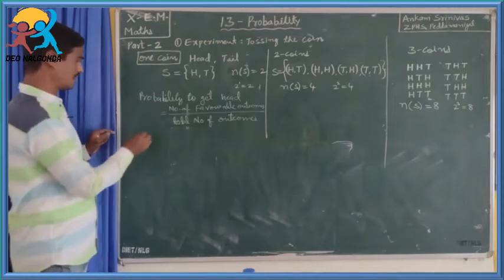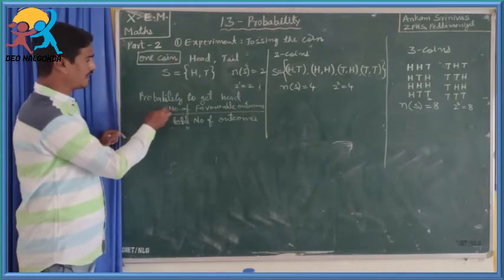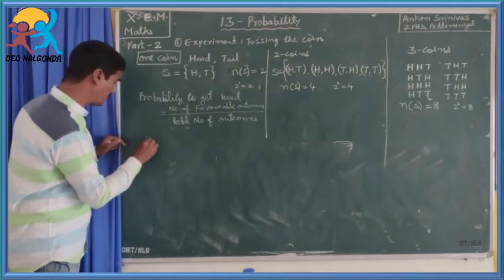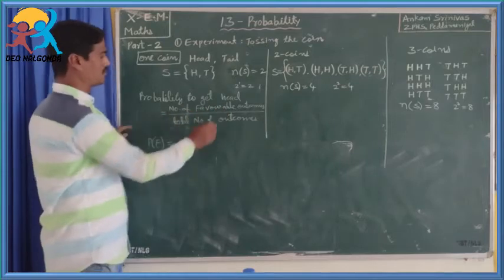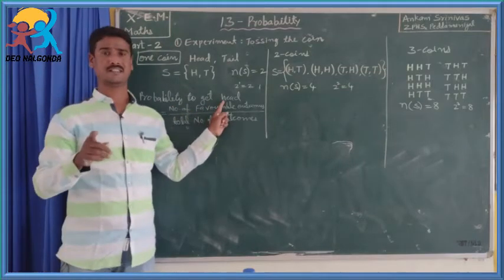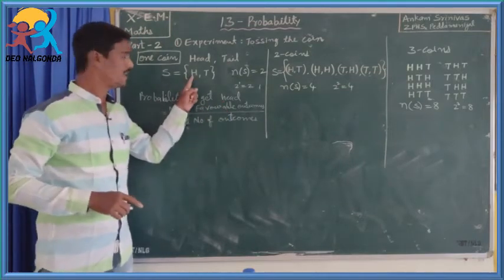Dear children, now in this event, probability of event equals number of favorable outcomes. What do we have to get? One head. To get a head, how many heads are there here?